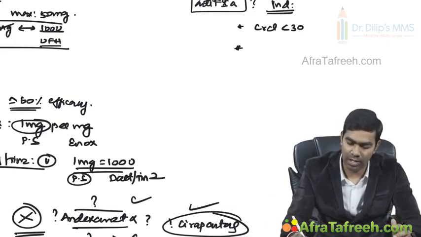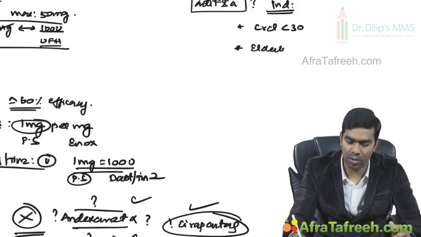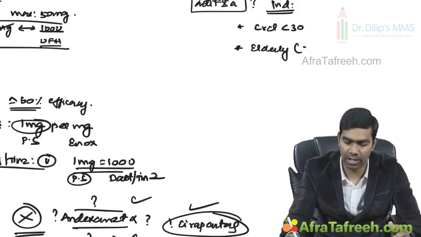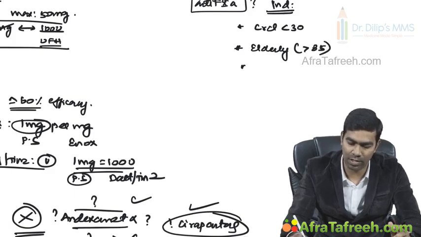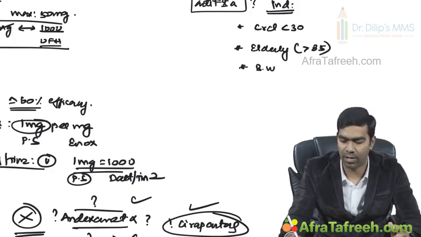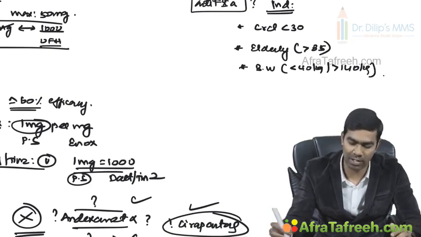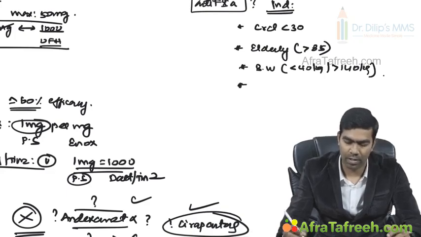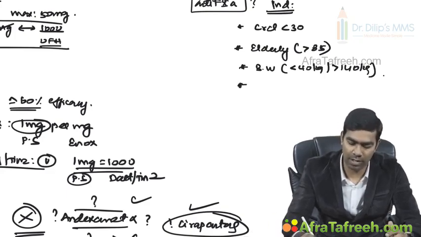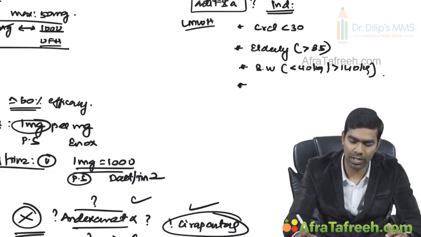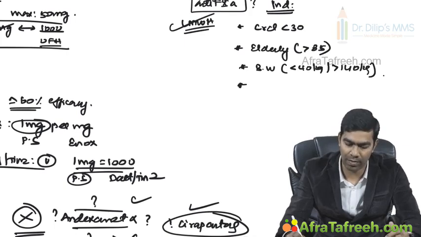Then in very elderly patients, more than 85 years of age, you need this, because heparin dosing is dependent on body weight also. Then extremes of body weight, especially less than 40 kilograms or more than 140, and severe obesity. Again, it's dependent on body weight, so you can use anti-factor 10A to monitor, and typically I'm talking about low molecular heparin.